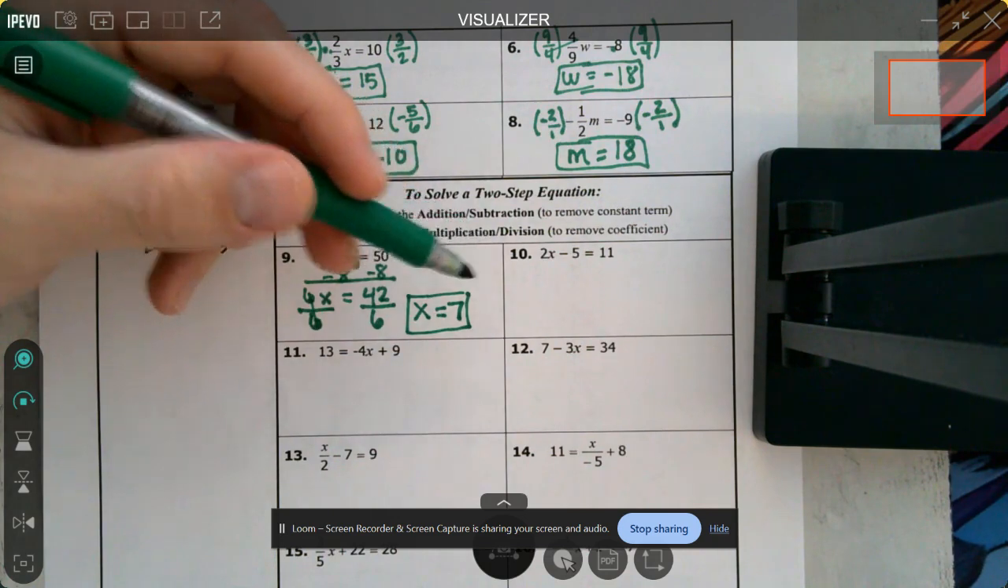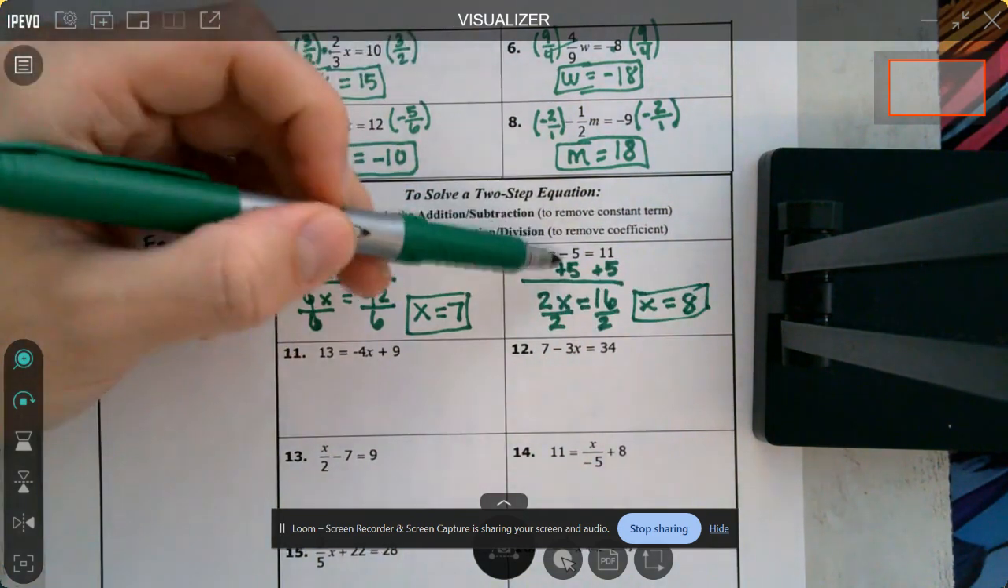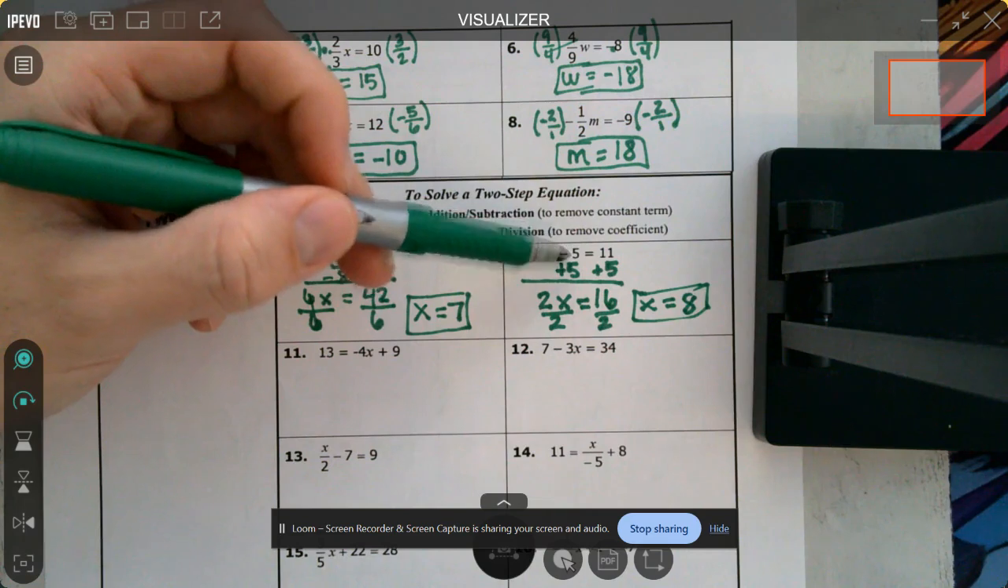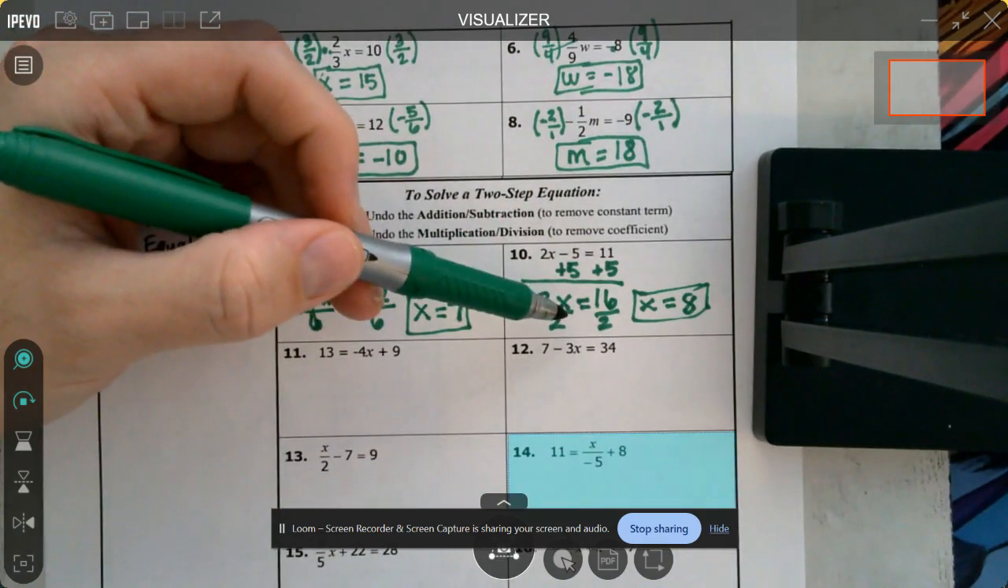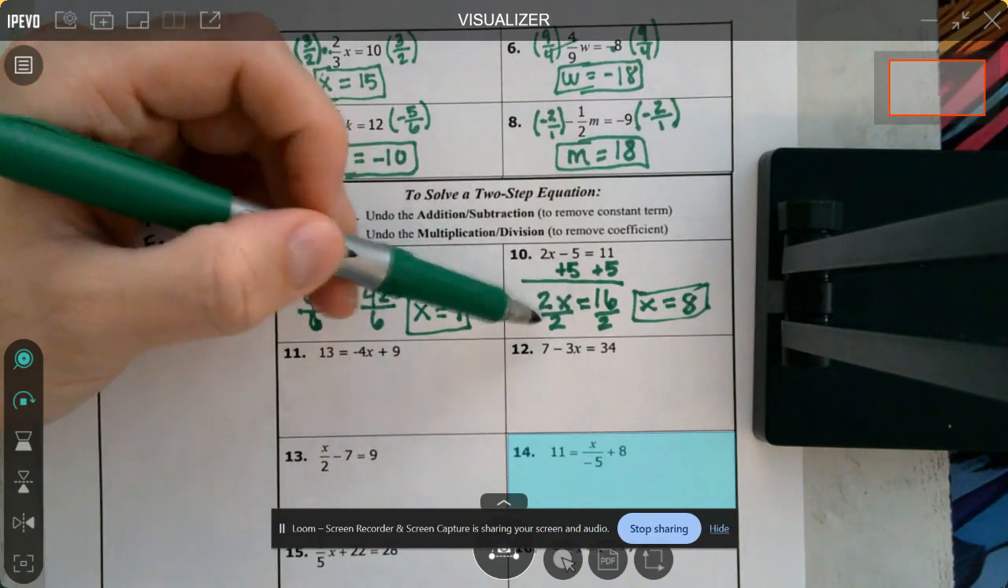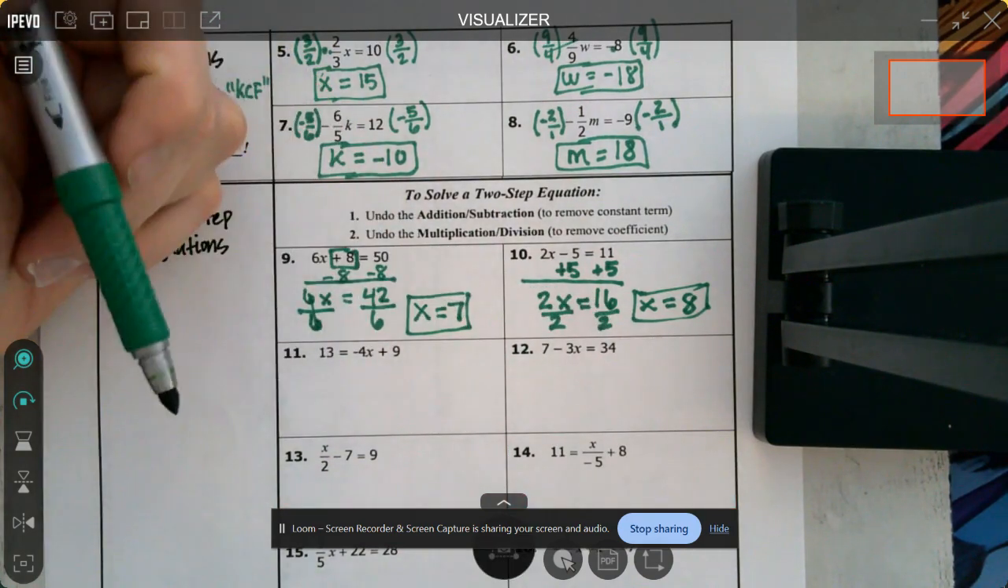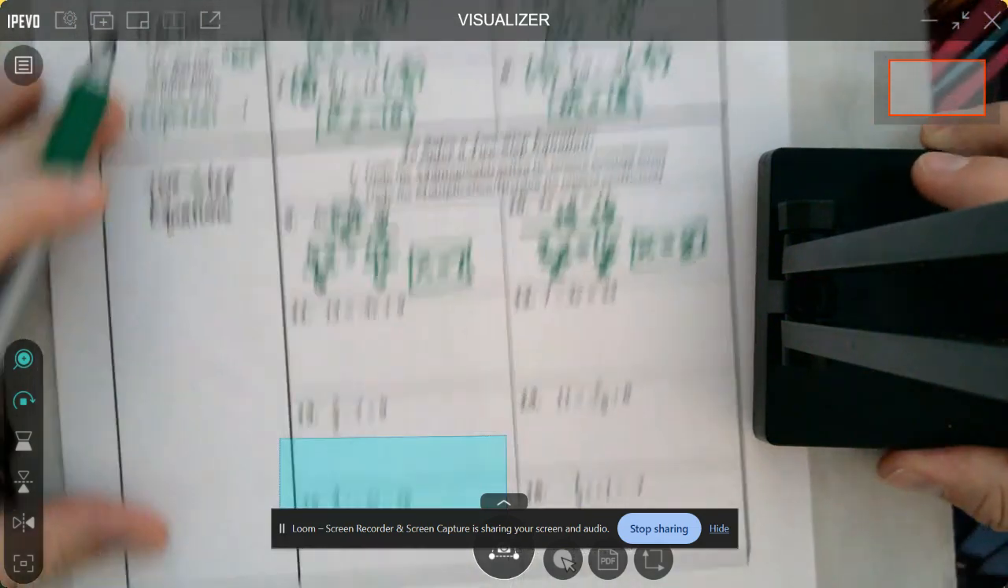You do number 10. All right, number 10, we got rid of the minus 5. The opposite of subtracting 5 is adding 5. So we add 5 to both sides. 2x equals 16. So we divide to get rid of multiplication. So we divide both sides by 2, and you get x equals 8. All righty, number 11. Here we go.